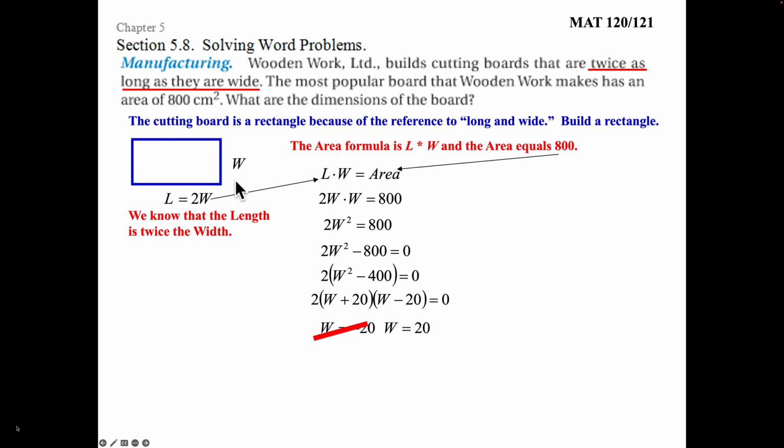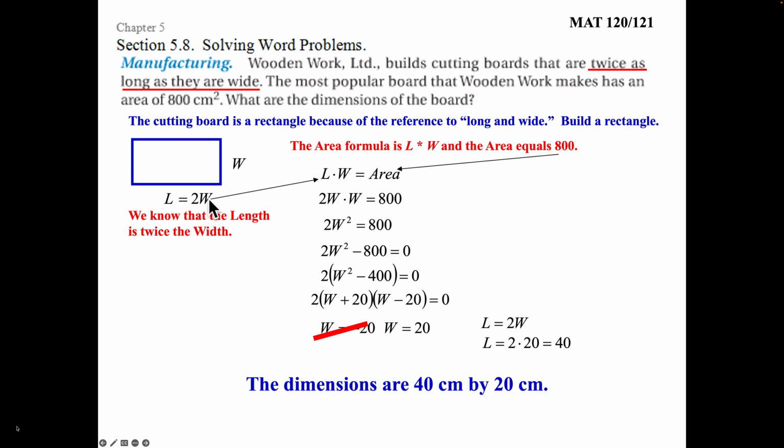So the width is 20. Then if we double that width, we get 40 for the length, and there's our answer. It's a 40 centimeter by 20 centimeter cutting board.